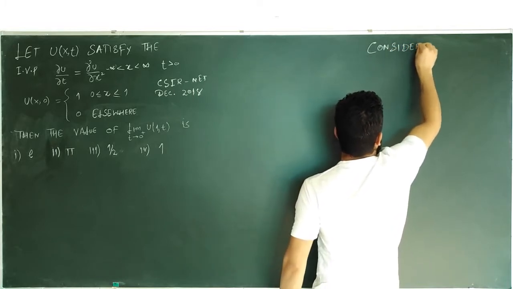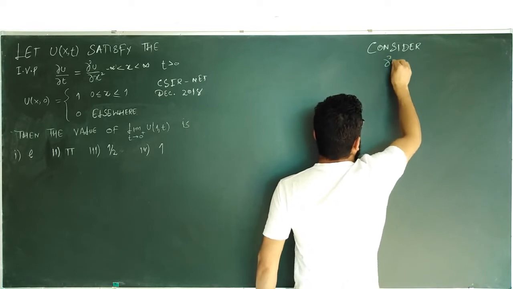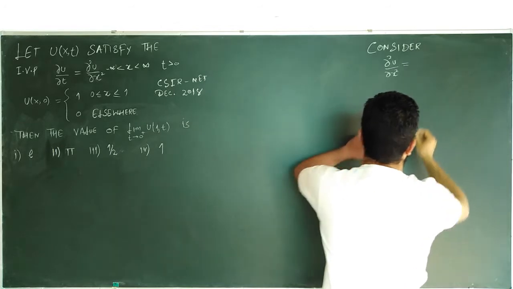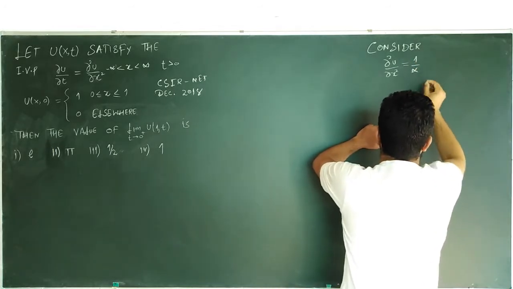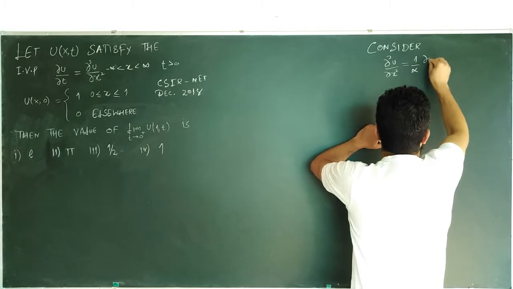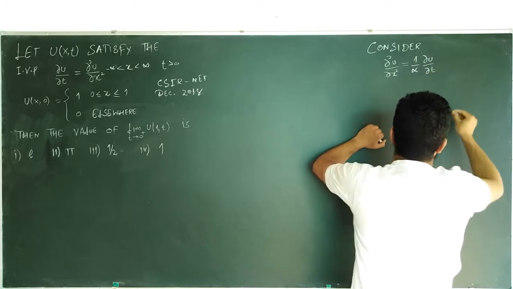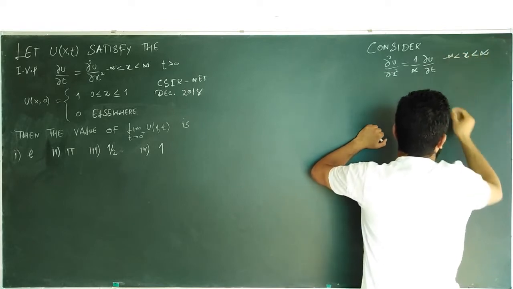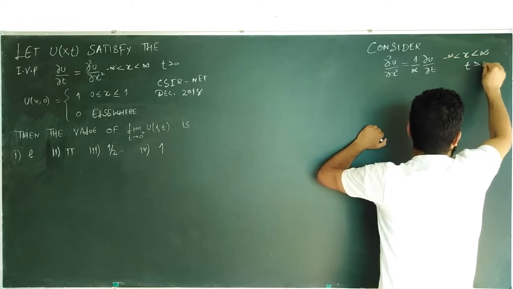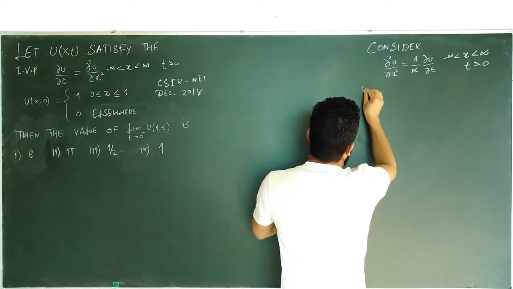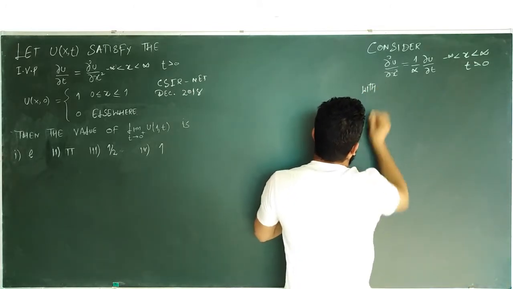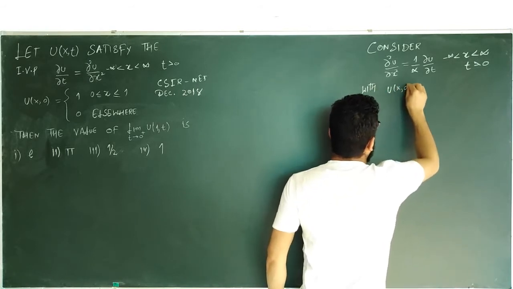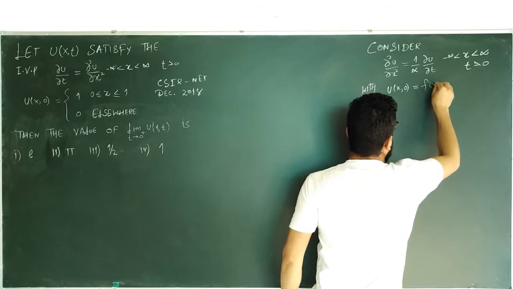We will consider a diffusion equation of one dimension with the diffusion constant alpha. Here x is between negative infinity and infinity, t is positive, and there is a condition given: u of x, 0 is f of x.